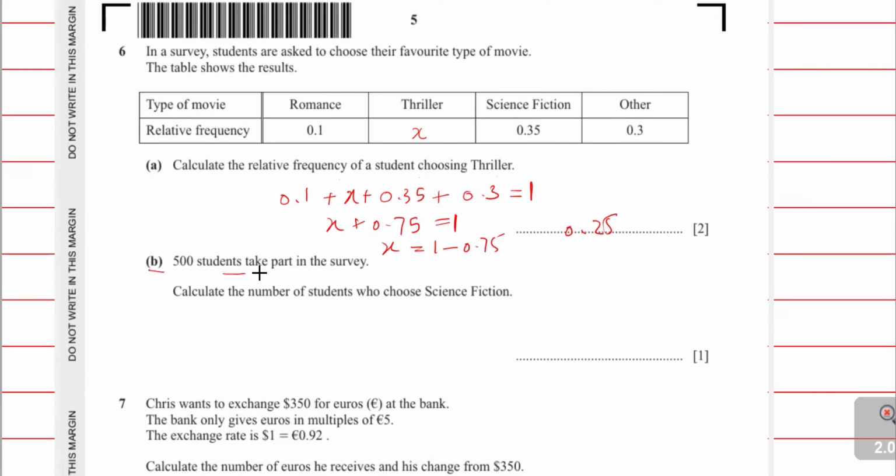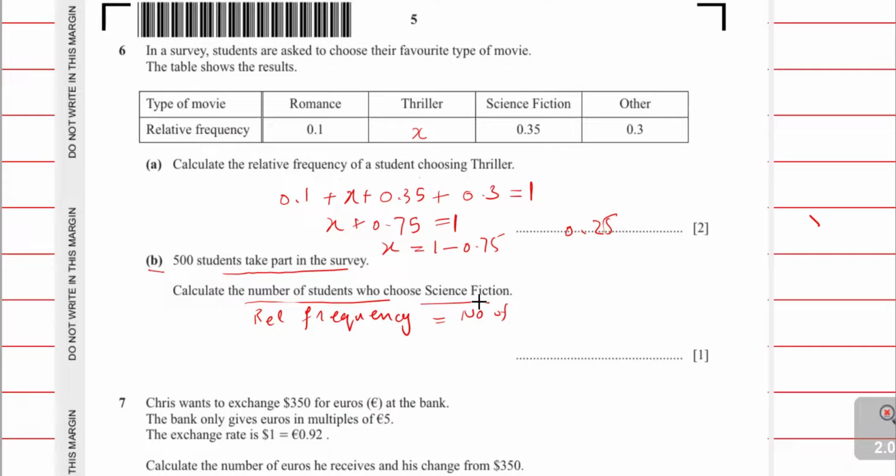Part B, 500 students take part in the survey. Calculate the number of students who choose science fiction. The formula of relative frequency here is the frequency of event occur divided by total frequency. Here relative frequency is 0.25. The frequency of event occur, here we suppose that this is X. And total frequency here is the total number of students.